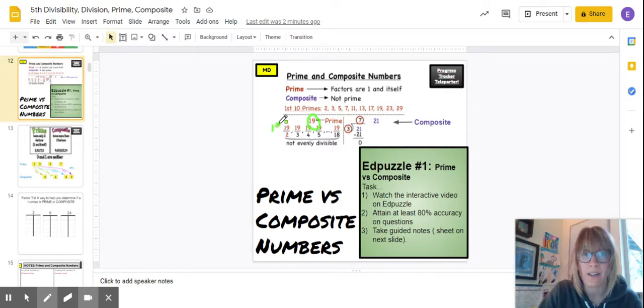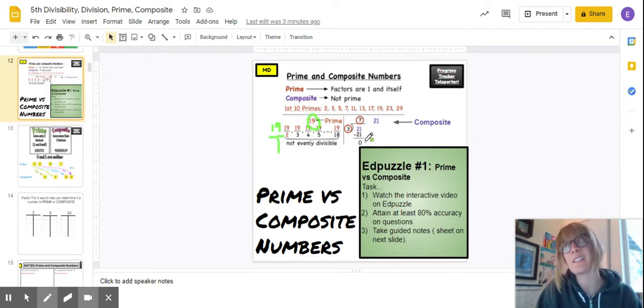doing 19 divided by 1, where you'll get 19 of the things in one group. If you divide 19 by 2 or 3 or anything else, you're going to get leftovers. And that means it is not a composite number. It's prime. It only has the factors of 1 and itself.